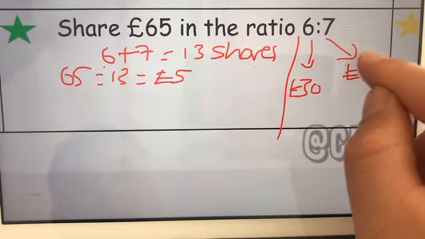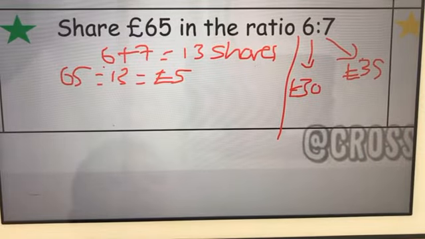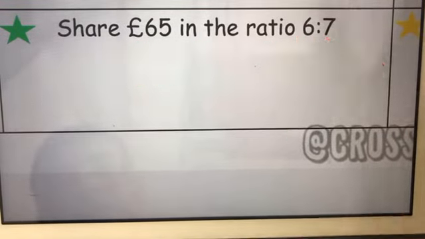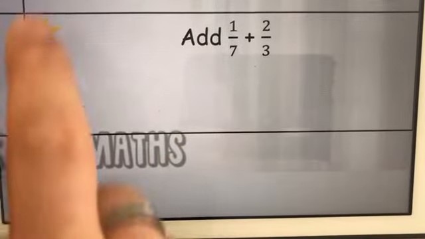£5 is 35. You know that's correct because that still adds up to 65. That's that one done for 3 points. Last one. Add 1 over 7 and 2 over 3.